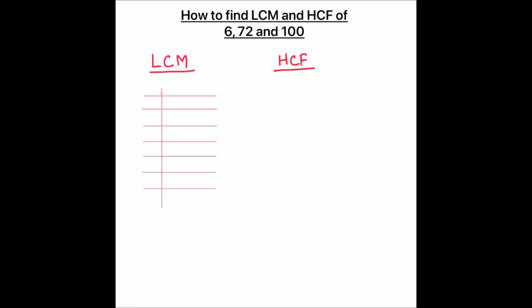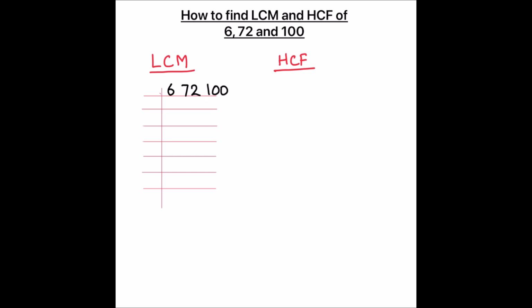In this video, we are going to learn how to find the LCM and HCF of 6, 72 and 100 by using the prime factorization method. So first we are going to use the prime factorization method to find the LCM of the three numbers. We are going to be using the single ladder method where we write all the numbers on a single ladder and find the LCM of the numbers.